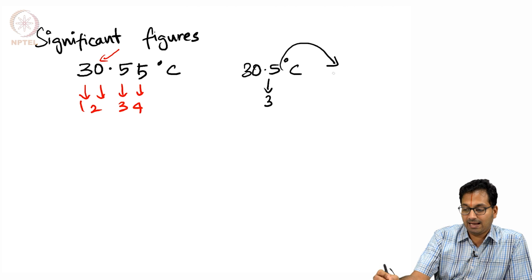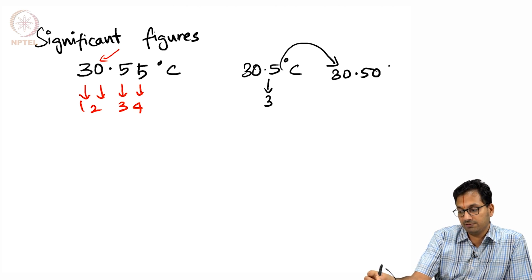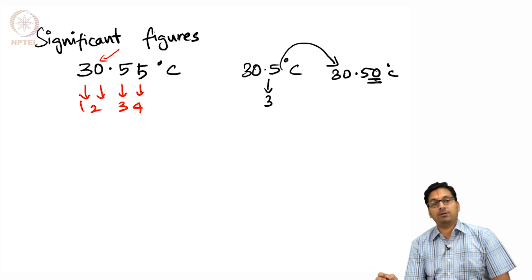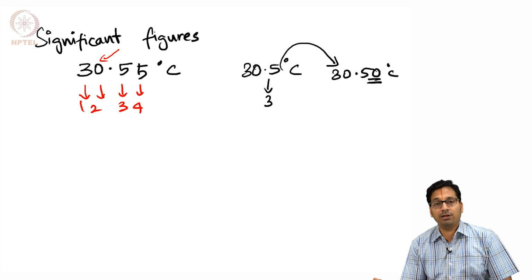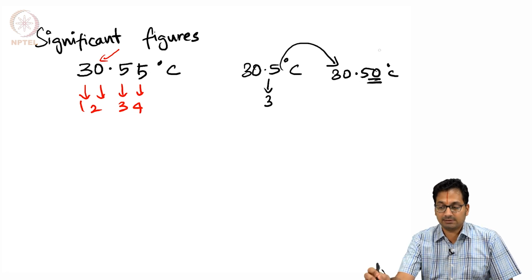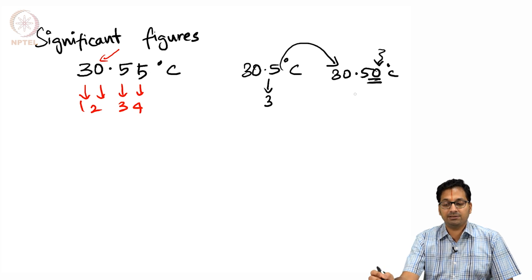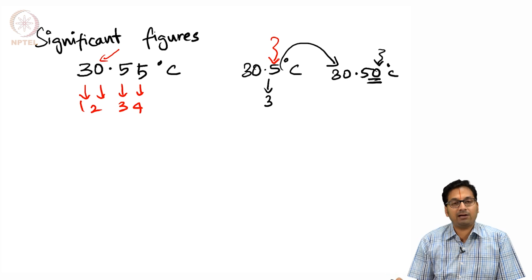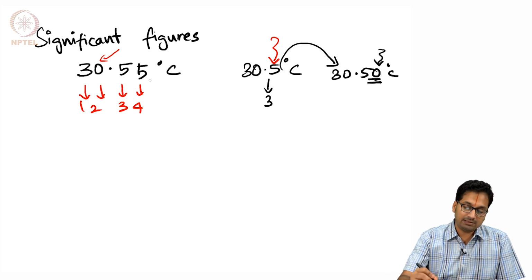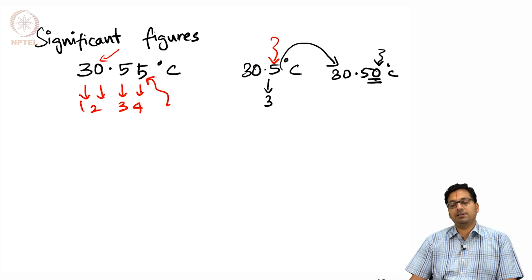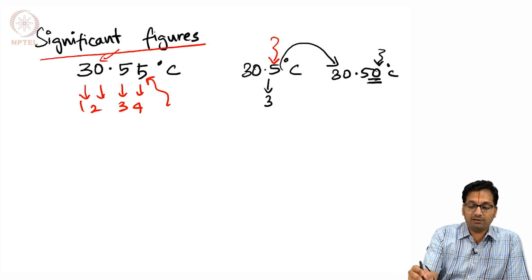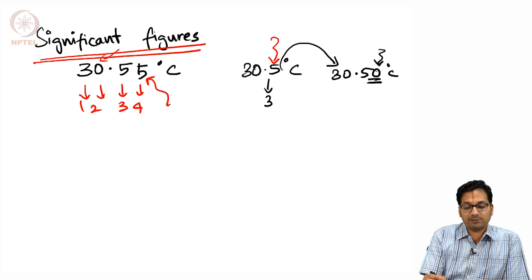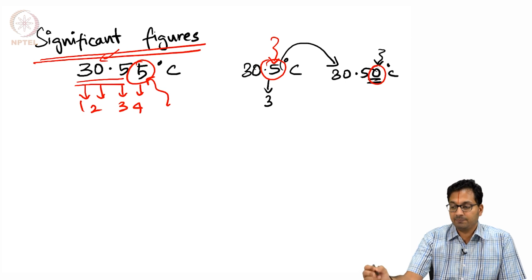However, you can always add a 0 here and say 30.50 degrees Celsius, but if the 50 is indicated, it could imply something in the sense that there is lack of precision only in this digit. On the other hand, in the case of the 30.5, we say the lack of precision is in this digit, and in this case we are saying the lack of precision is in this digit. So basically significant figures are numbers that are expressed in terms of whatever is certain and with the last digit that is uncertain.